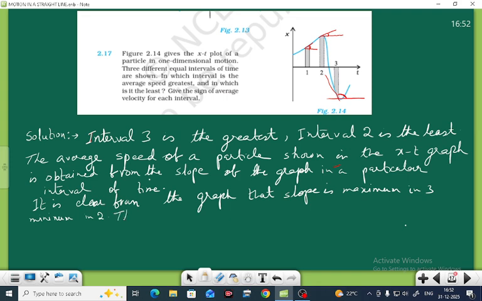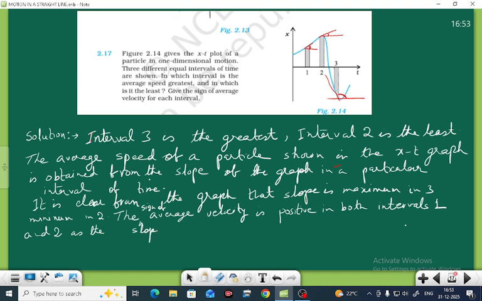So the average velocity: the sign of average velocity is positive in both intervals 1 and 2, as the slope is positive in these intervals.